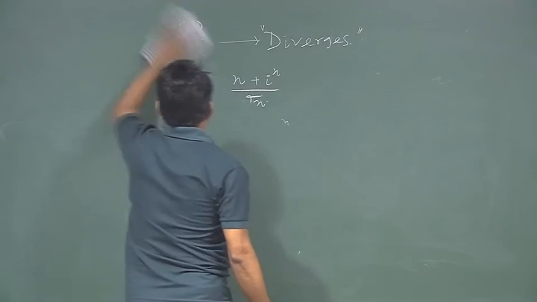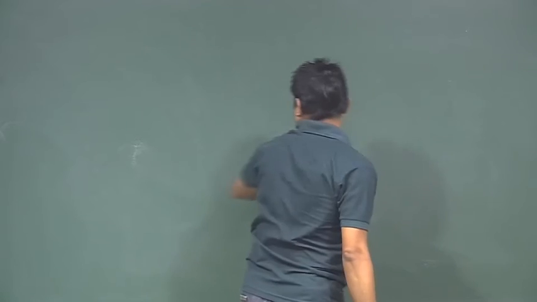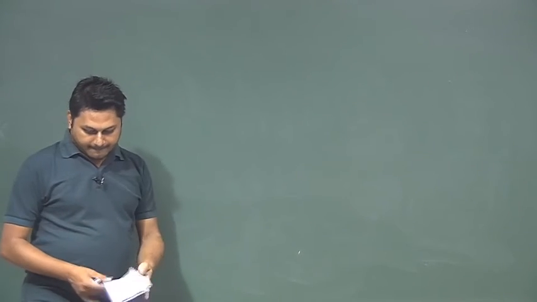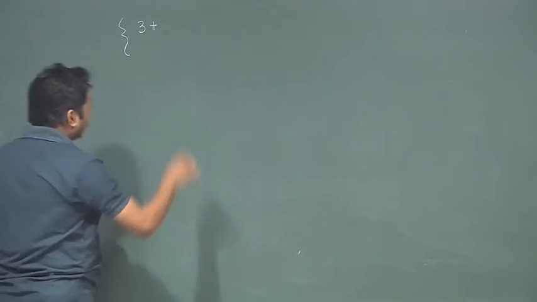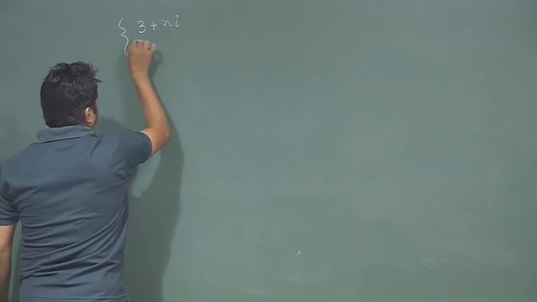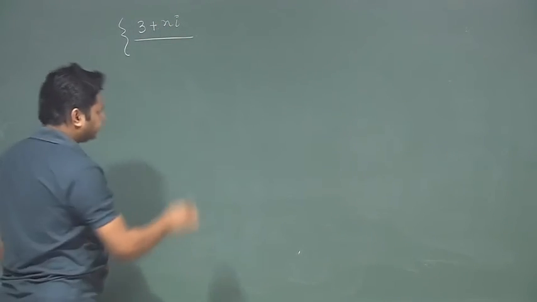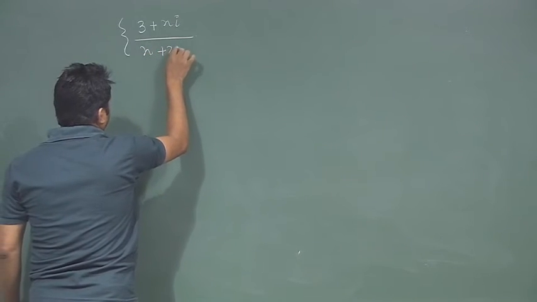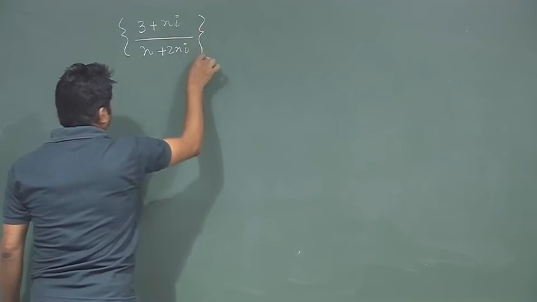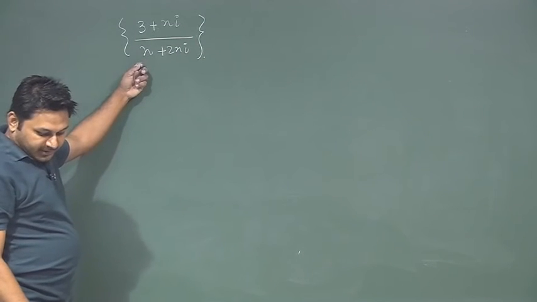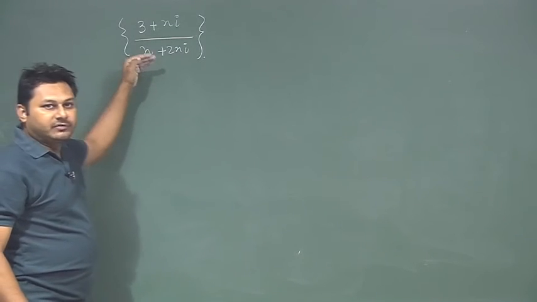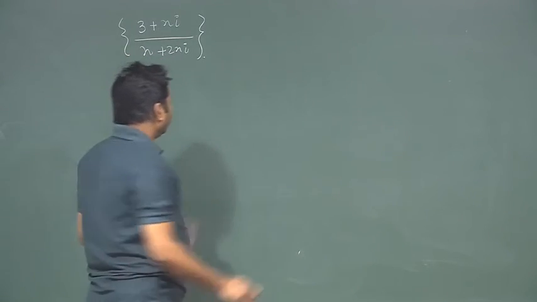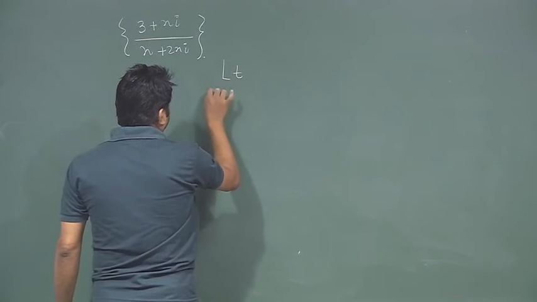Next, another example. It gives me something like this: 3 plus ni divided by n plus 2 ni. Now I need to find out whether this sequence is converging or not. If it is converging, then again we need to find out these things.